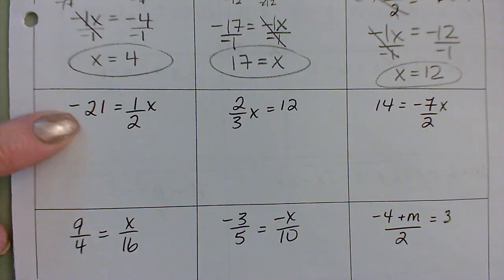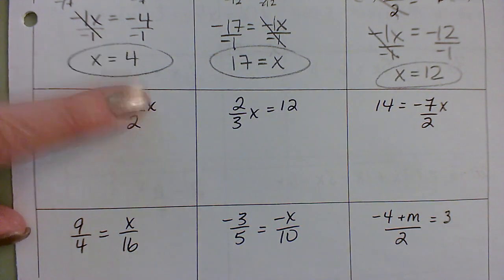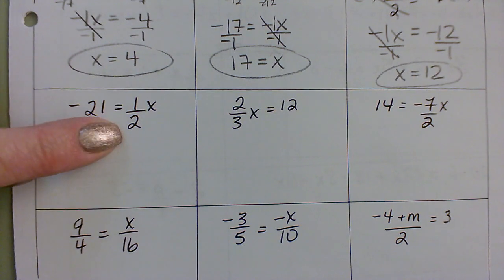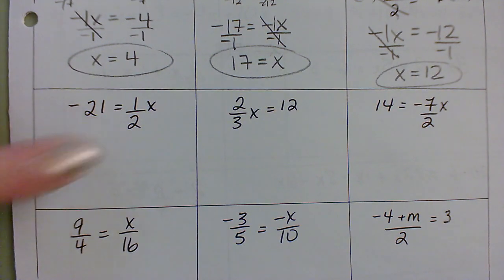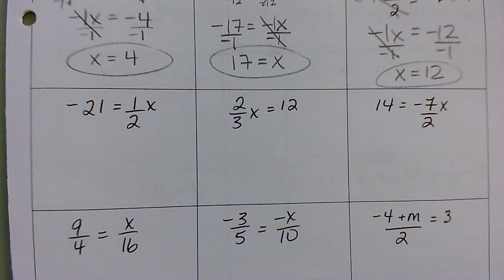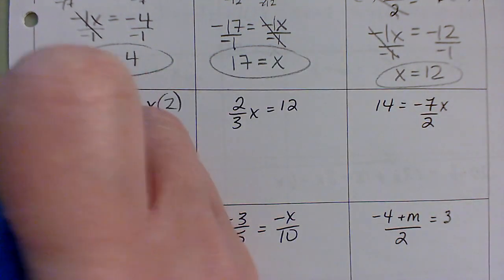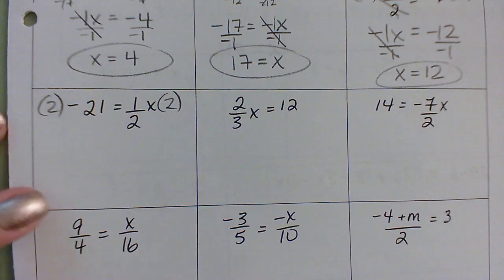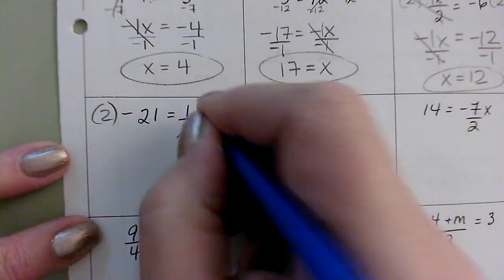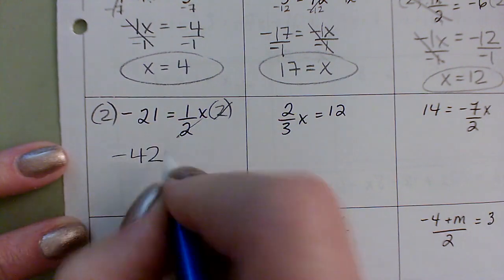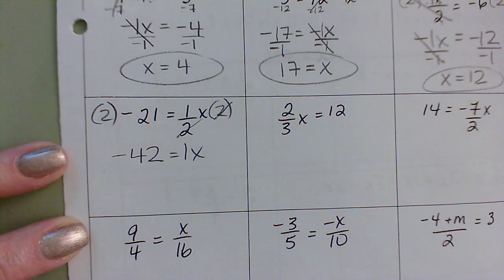So I have a -21 equals 1/2 x. Again, I have 1 being multiplied to an x. I have a dividing by 2. What's the first thing I want to get rid of? The 2. It's in the denominator, right? I have no adding and subtracting. So I'm going to times this side by 2, and I'm going to times this side by 2. Make sure we're using our brackets. Cross out, cross out. So I get a -42 when I do the multiplication, and I have a 1x.